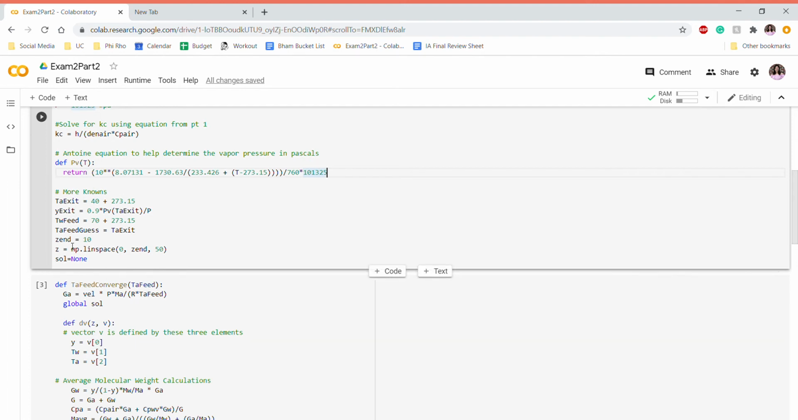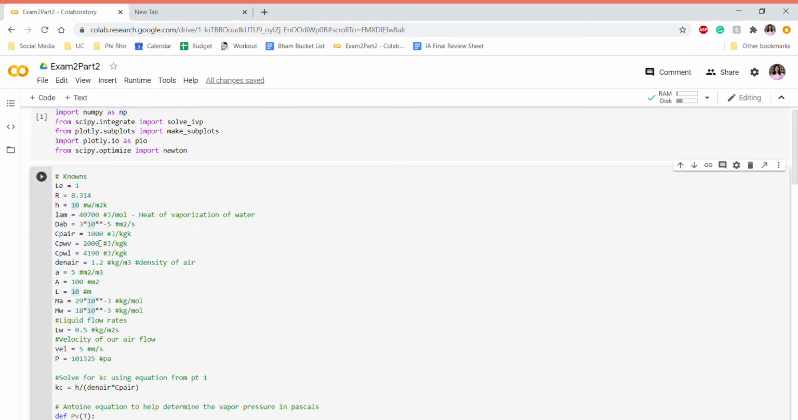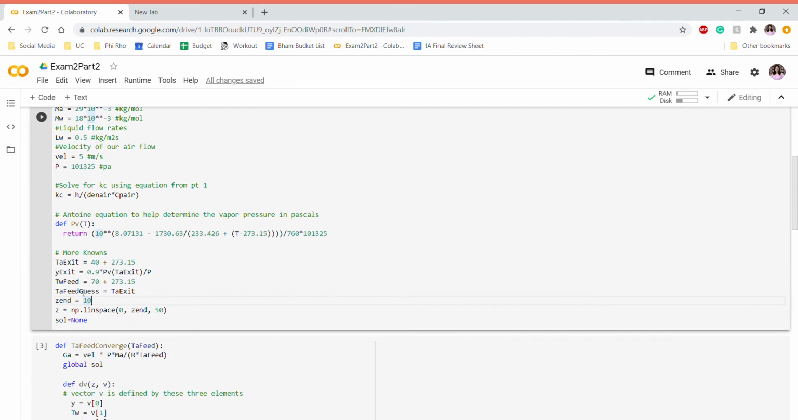And these are just more knowns. This Z end is the length of the cooling tower. I do have it initialized up here as length, but we picked Z end because we're calling it DZ, or change in position. We have our exit temperature, our exit mole fraction for the air, the feed temperature of the water, and this is, as stated in the problem statement, we wanted our initial temperature of the air feed guess to be the same as the exit temperature, which we know is not correct, but that was just our initial guess.